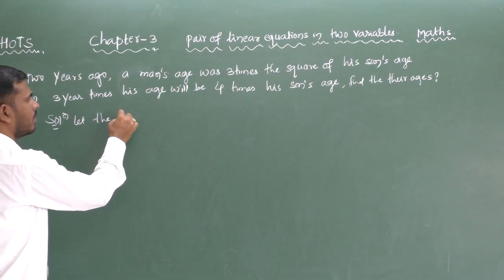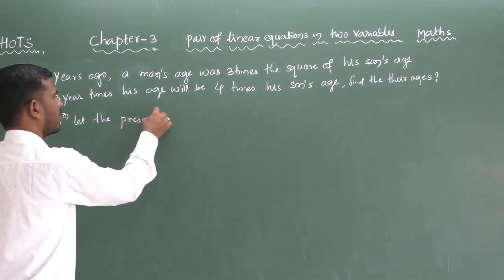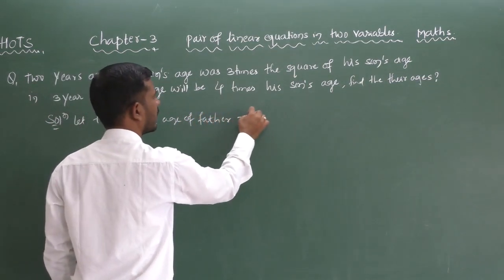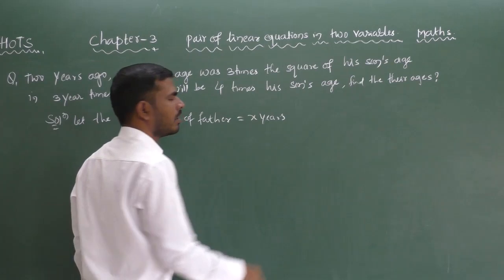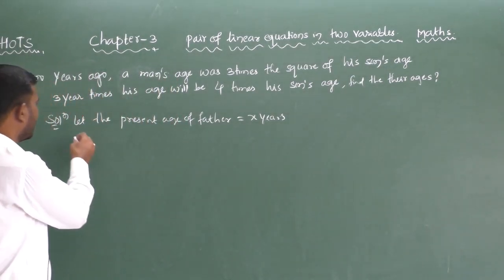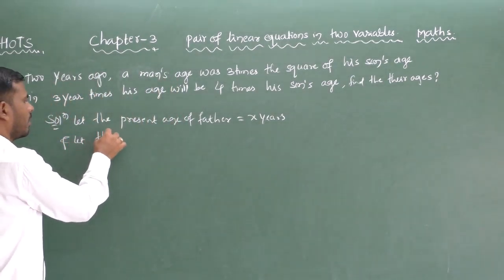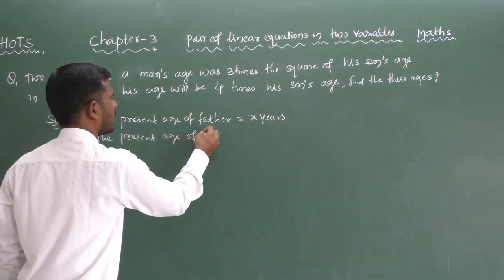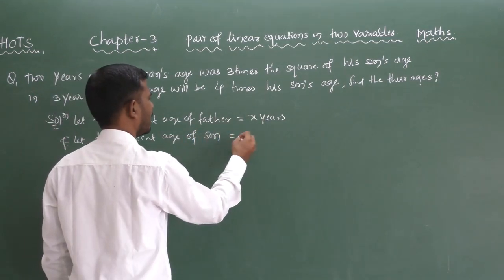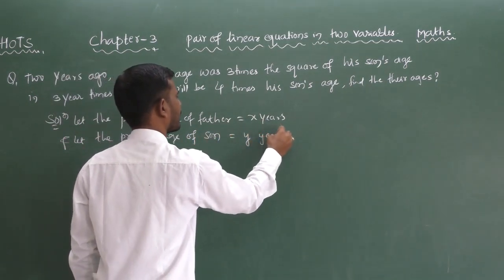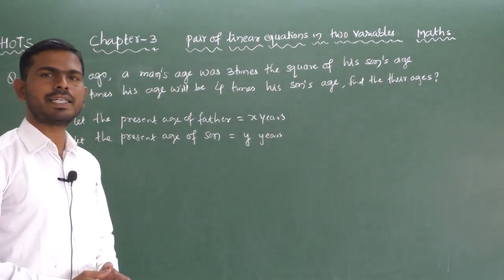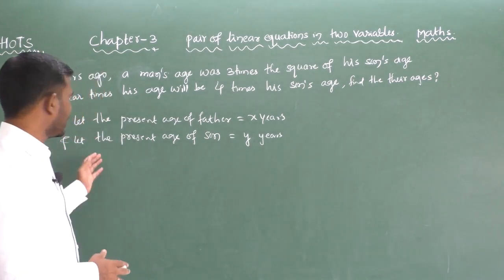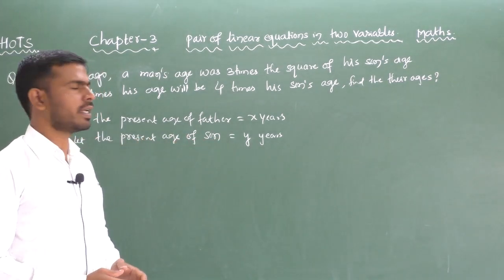let the present age of father be x years. Present age of father is x years, and let the present age of son be y years. First step I consider here: present age of father is x years and present age of son is y years.